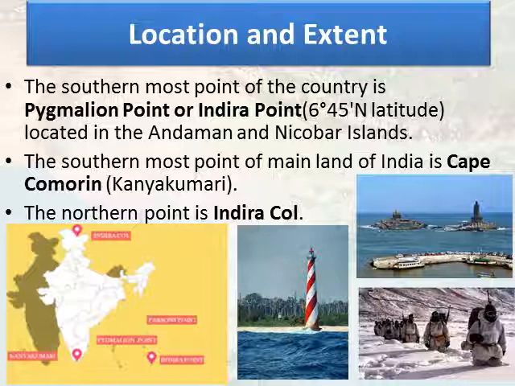The southernmost point of the mainland is Cape Comorin, which is in Kanyakumari. The northmost point is Indira Col.